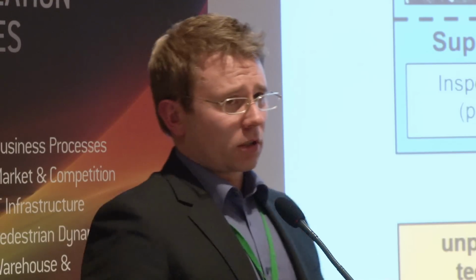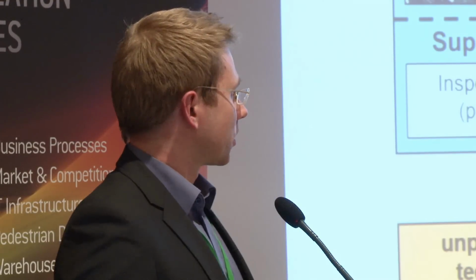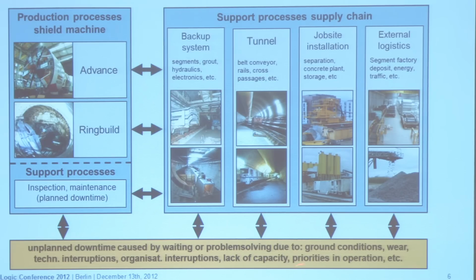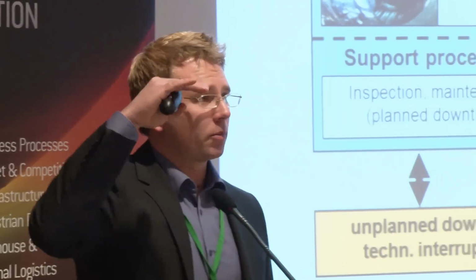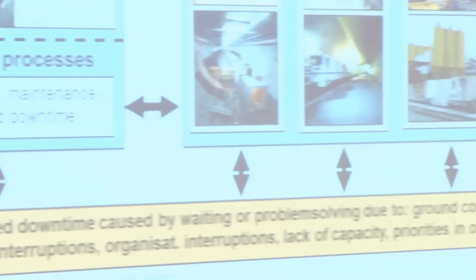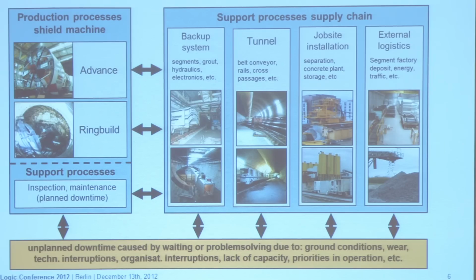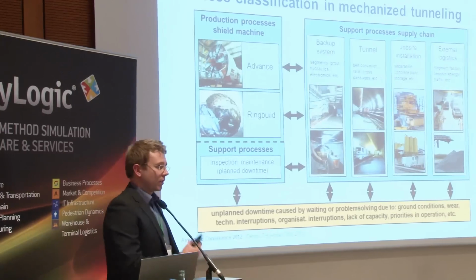They're resulting out of several conditions or several reasons. We have very difficult ground conditions sometimes. There's water ingress, you have unstable conditions, you have settlements, you have structures that cannot be damaged, like the Colosseum in Rome. When they're tunneling under there, you don't want to damage this. We have wear and tear, technical interruptions, organizational interruptions, lack of capacity, and all this really influences the system.